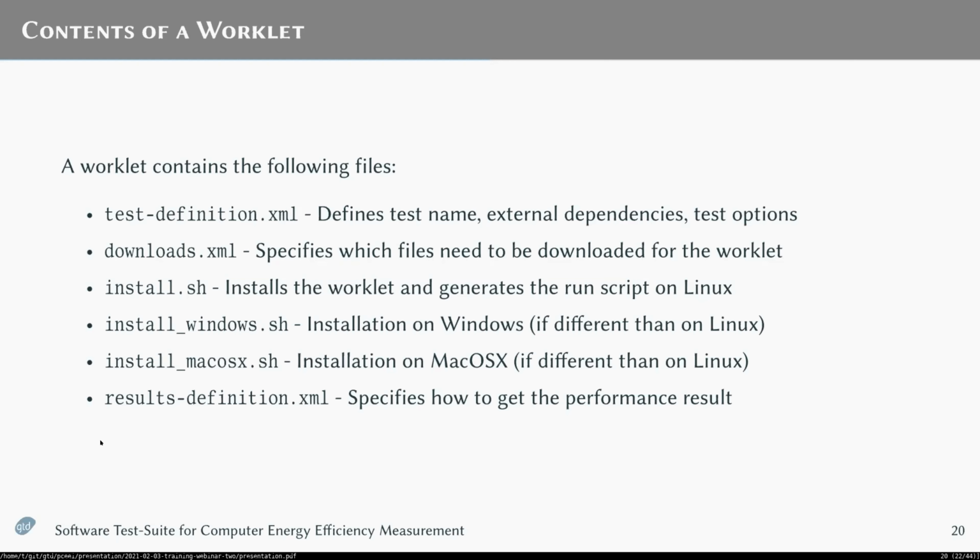And then we have an install script with the name install.sh, which actually sets up the worklet and installs dependencies and extracts test data, whatever is necessary to get it working. And this will also create the script which is then used to run the worklet. Usually this file is executed on all operating systems except when there is an install Windows or install Mac OS X file, because oftentimes you need different setup instructions to be executed on Windows or Mac OS X. So there is this possibility to have these separate scripts.